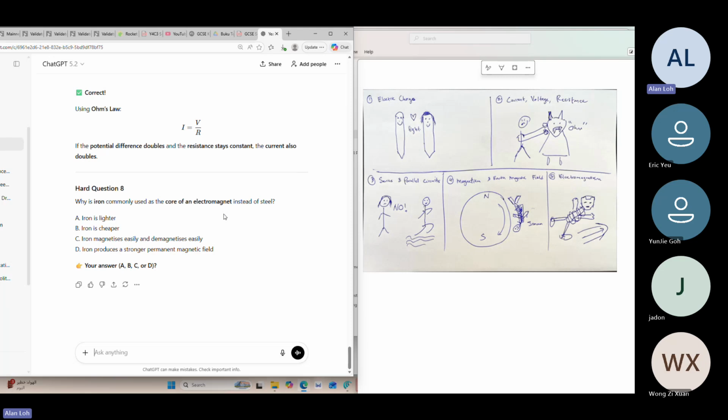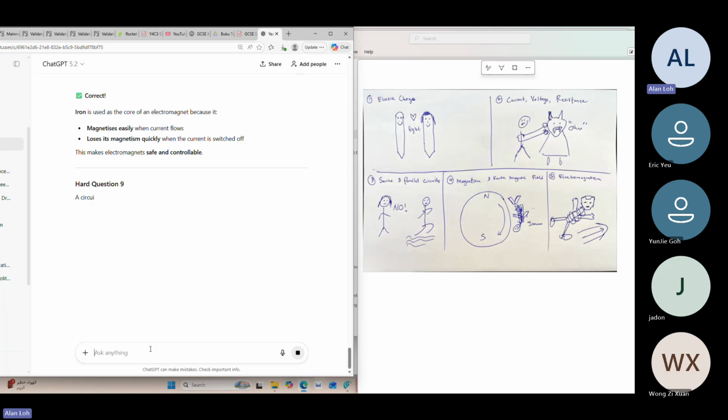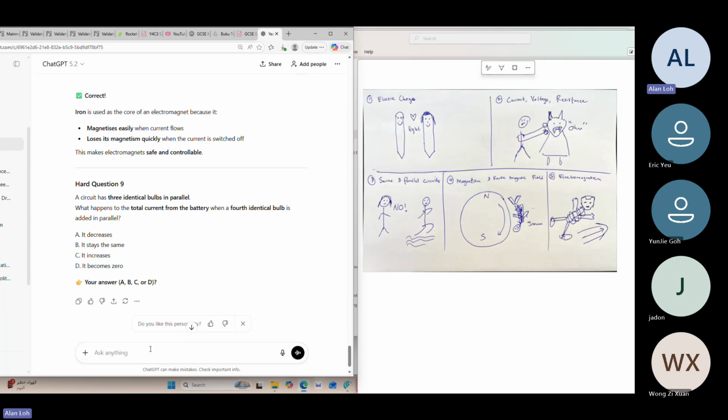Let's do Jaden. So this is drawer number 5. Yes. But I think the answer is C. Anyone object? 1, 2, 3. Good. Okay, last two questions. Let's go to Xuan, what is the drawer and what's the answer?